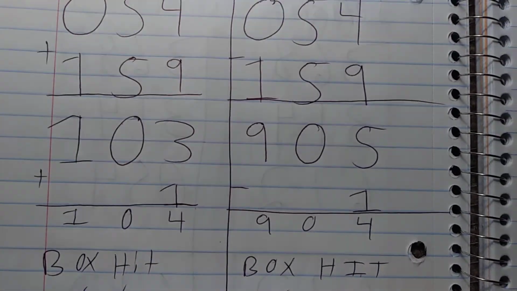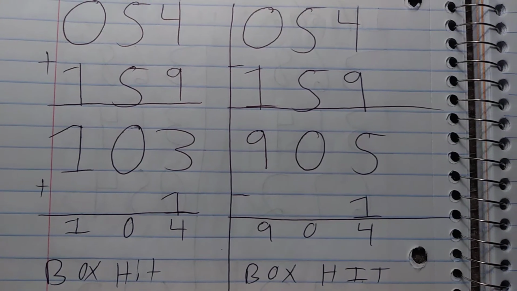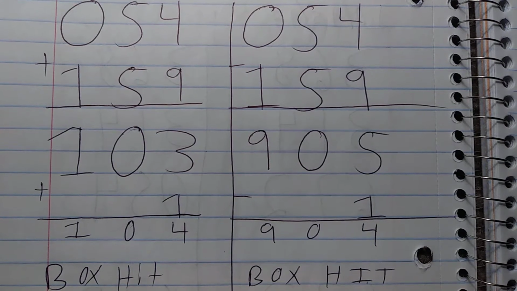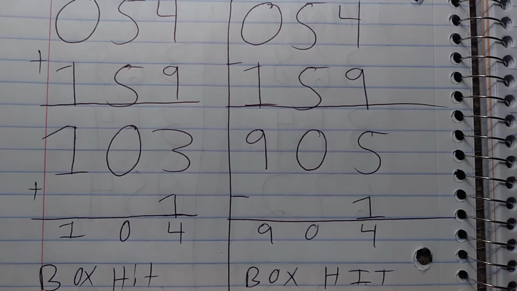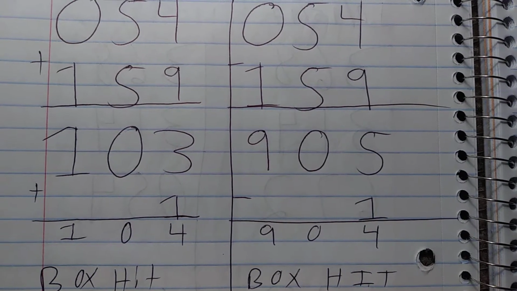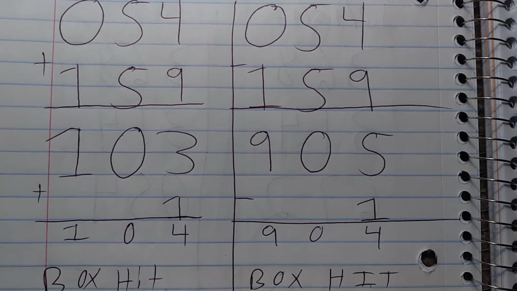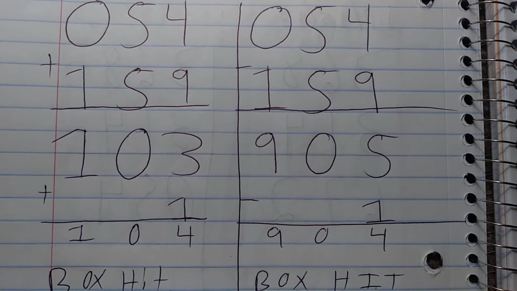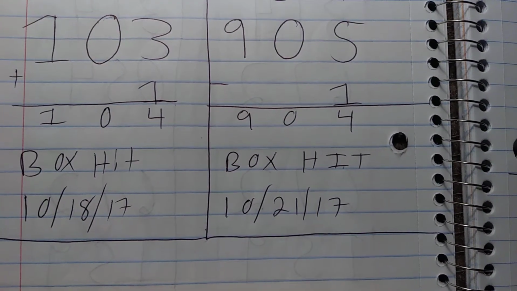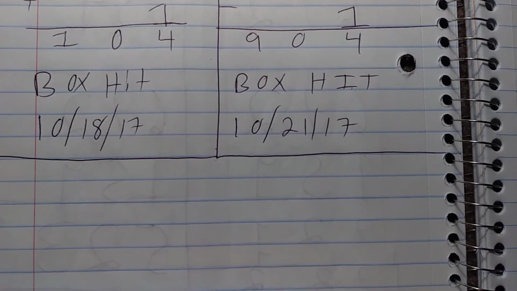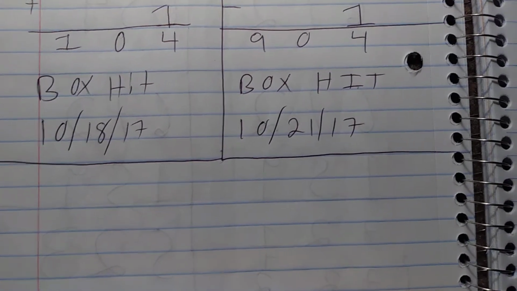You're also going to subtract off 159. So 14 minus 9 is 5. 5 minus 5 is 0. And then, see, I did that one a little bit backwards, but so that would be 9, or 10 minus 1 is 9. So 905. 905 minus 1 off the 5, and that'll be 904. And then that was a box hit on October 21st.